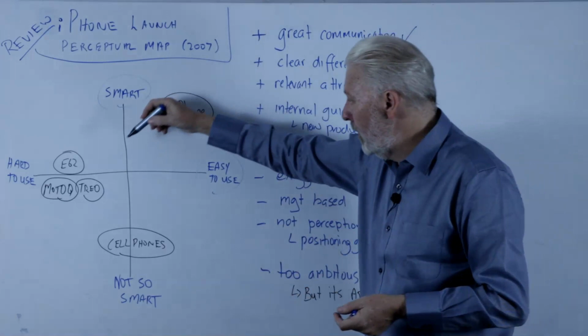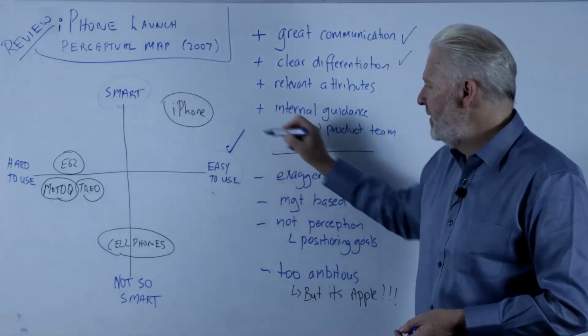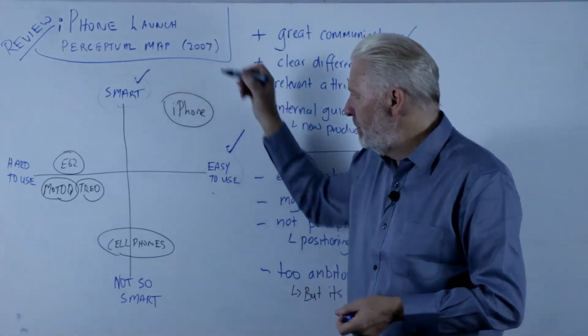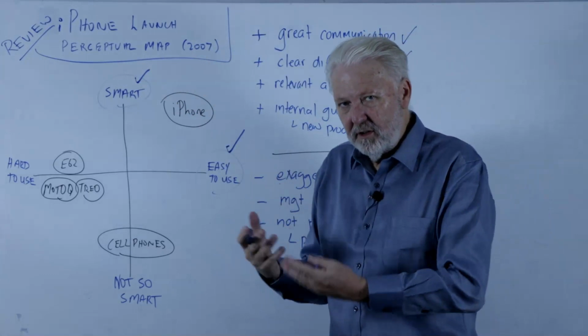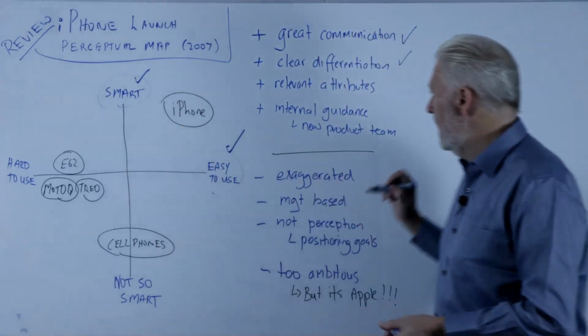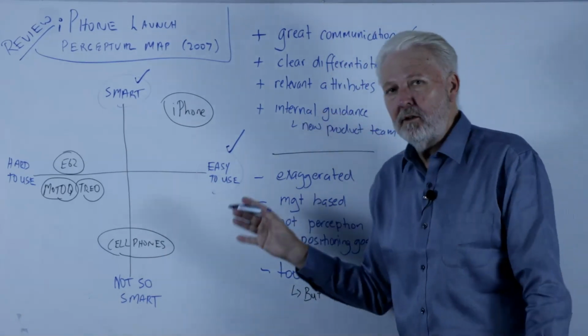So again, we've got obviously ease of use, which is the centerpiece of Apple. So that seems to be a sensible attribute. And of course, being smart, as in the capabilities, the technology, the ability of the phone to do things. So a tick there.